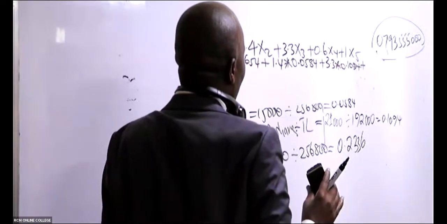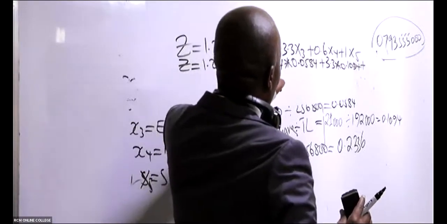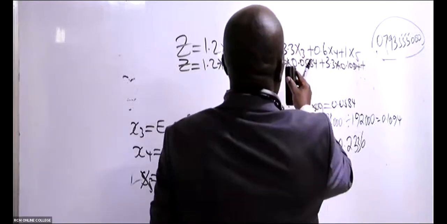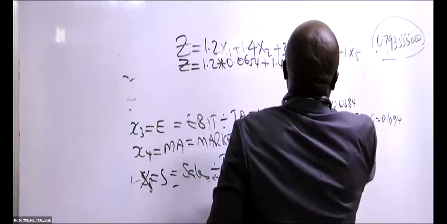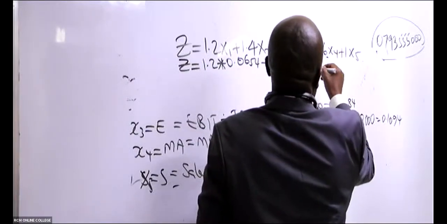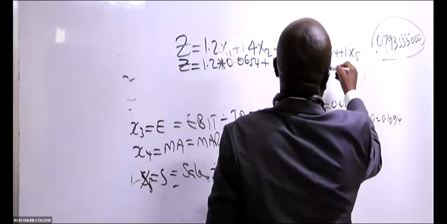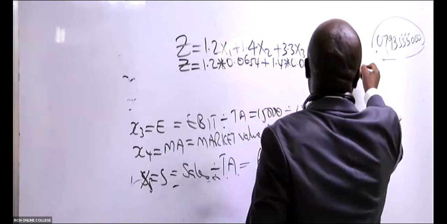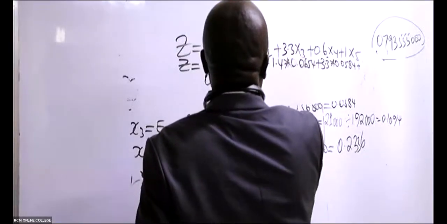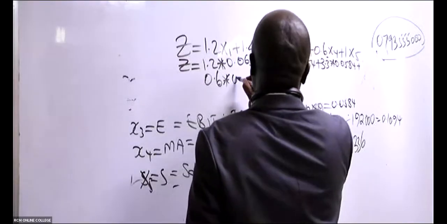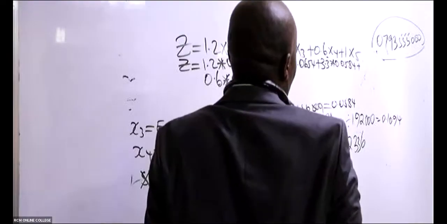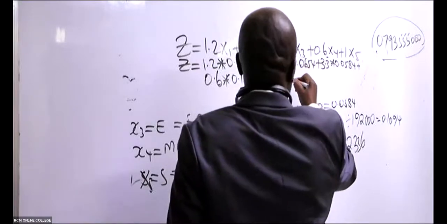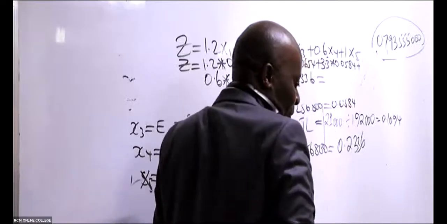I've omitted X2, eh? So it's supposed to be X1, X2, X3, X4, X5. So we have here 1.2 times this, plus 1.4 times X2. What is the value of X2? 0.0654, like that. Thank you so much. Plus 3.3. So are you able to read for me the X3 figure? It is 0.0584 now. 0.0584 plus 0.6 times X4. X4, which is what here? 0.1094, isn't it? 0.1094 plus 1 X5. So X5 is 0.2336. So is there somebody who is able to give me this Z value?